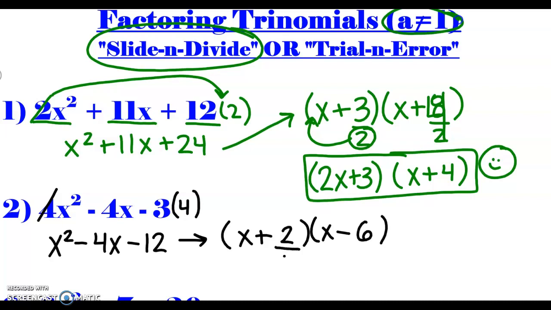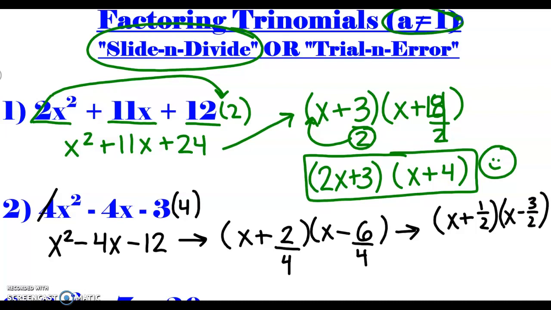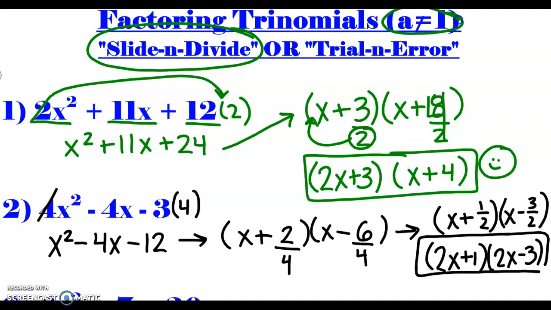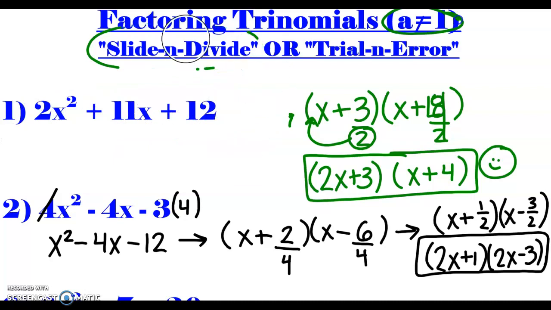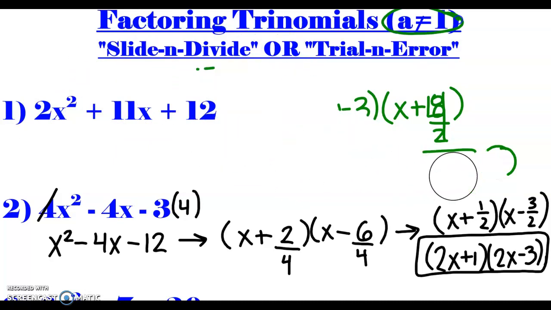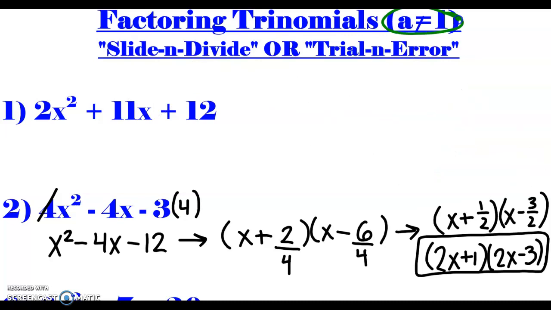So for slide and divide, we would now divide by 4 and reduce them. So x plus 2 over 4 is 1 half, and 6 over 4 is 3 halves. Then move your denominators in front of x. You have 2x plus 1 times 2x minus 3. If you multiply that back together, you're going to be right back where you started. It's just this pattern that always works for slide and divide, when your a is not equal to 1 and you can't just factor it out.